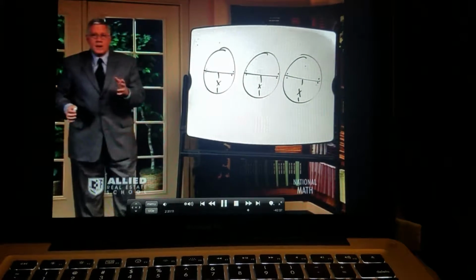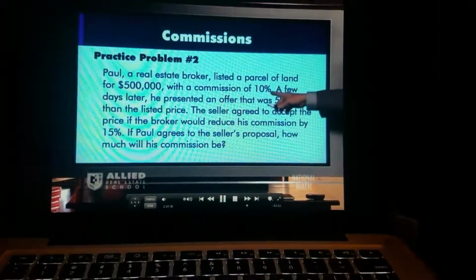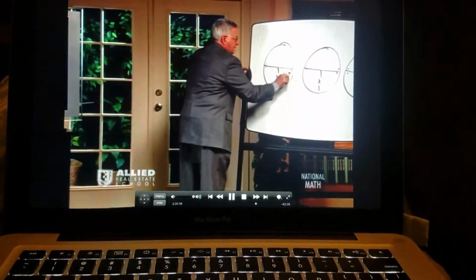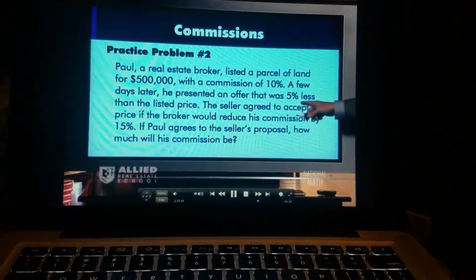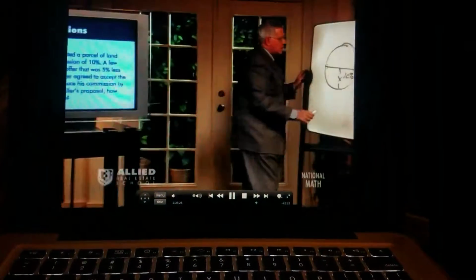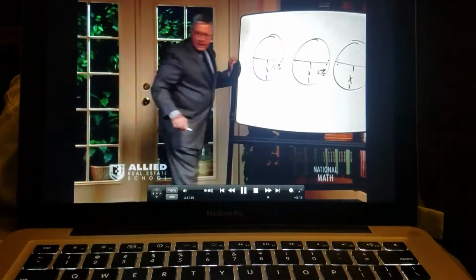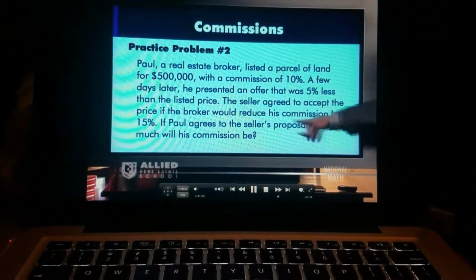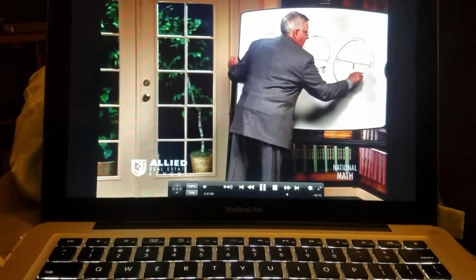Okay, I start looking at my rates then. Well, it says I listed a parcel of land with a commission of 10%. So I know one of my circles is going to have 10%, right? Then I come back here. I presented an offer that was 5% less than the listed price. So I know one of them is going to have 5%. And then finally we get down here, and he's trying to get me to reduce my commission by 15%. So I'm going to have 15% here.